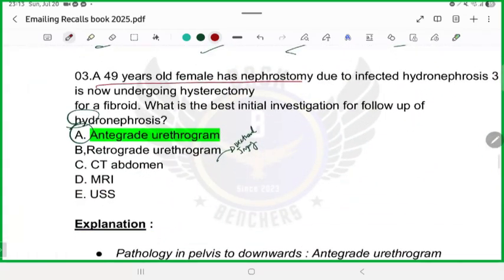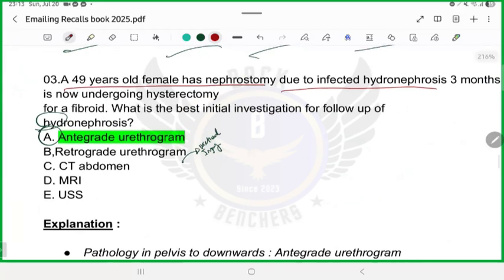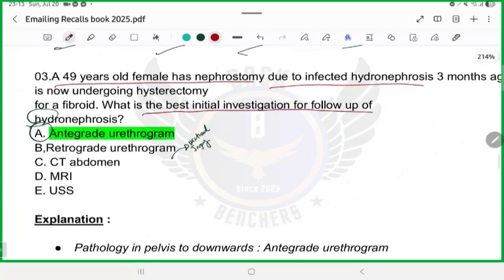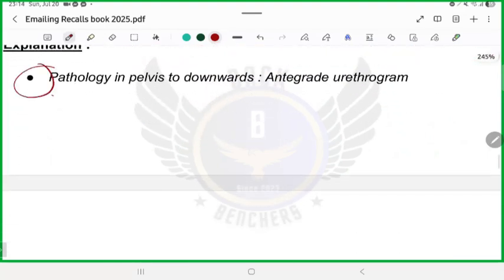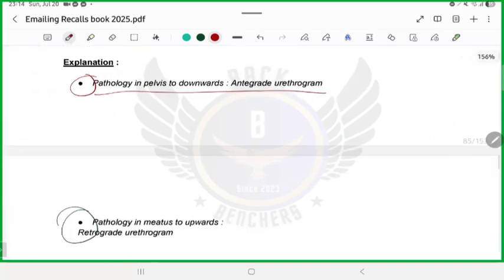A 49-year-old female has a nephrostomy due to infected hydronephrosis. What is the best investigation to follow up? Hydronephrosis is mentioned, so go for antegrade urethrogram. Retrograde is for urethral injury. Here we have given a beautiful one-line explanation.